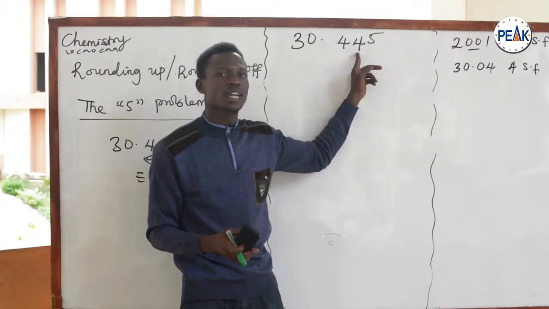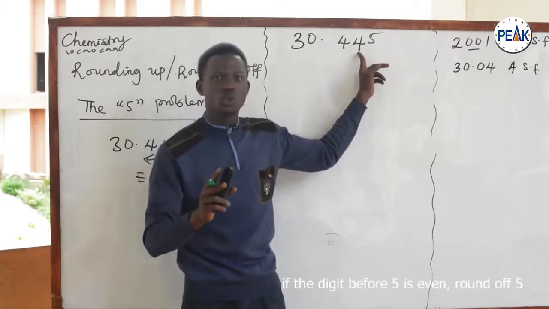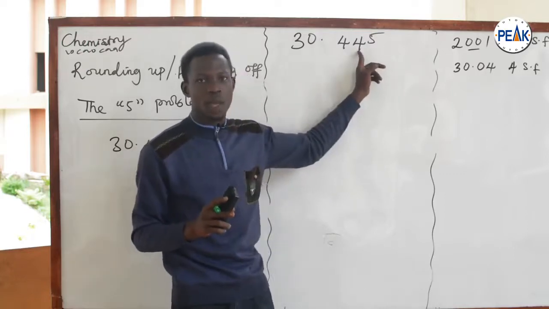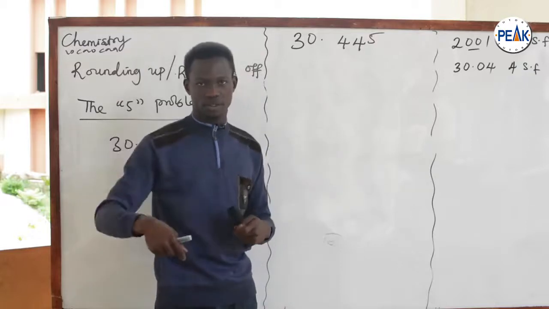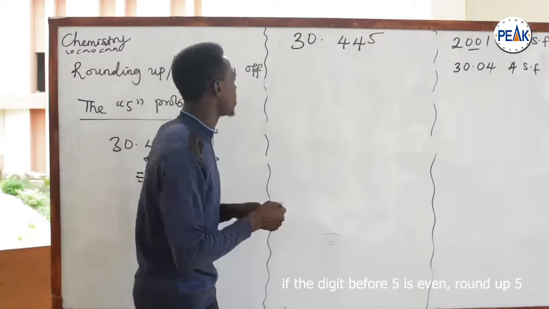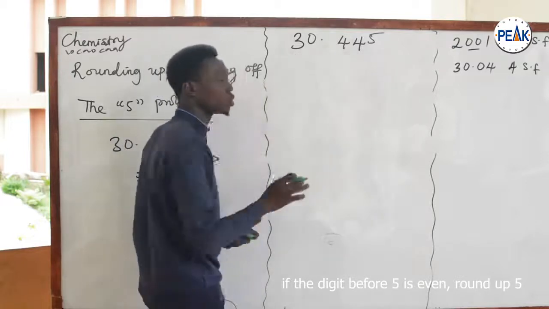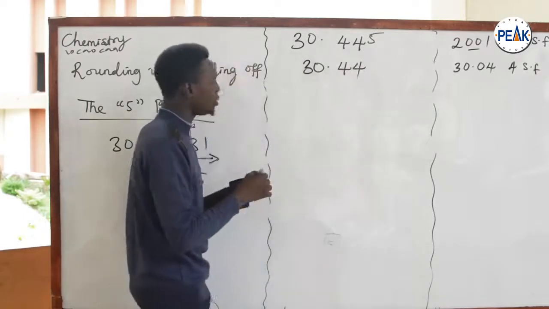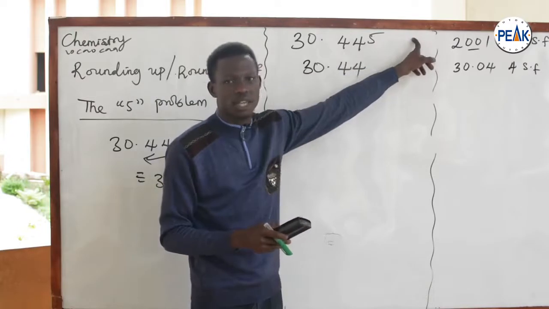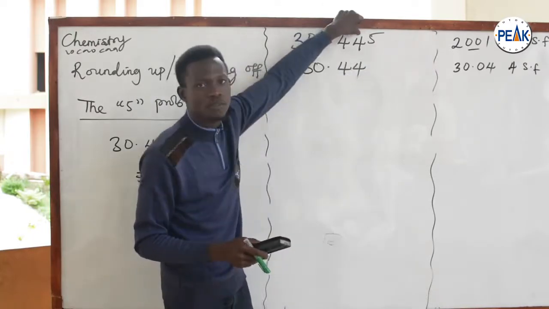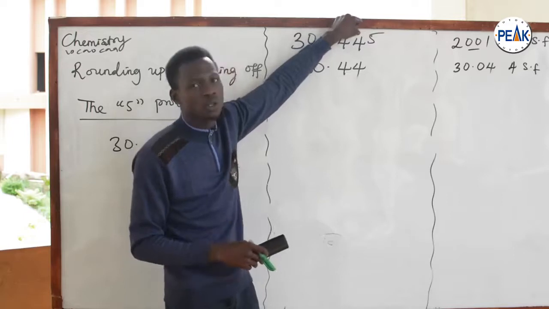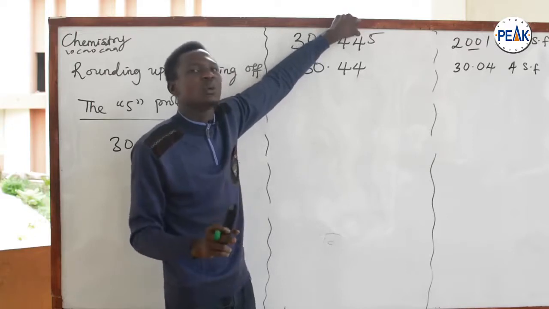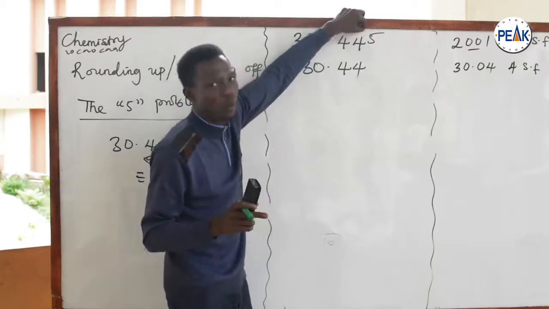If that figure is an even number, you are going to round it off. By rounding off, I mean you are not going to add 1 to the preceding figure. But if that figure is an odd number, you are going to round it up. What do I mean? If I were to round this figure to 4 significant figures now, I'm going to have 30.44. Reason being that there are no non-zero digits after the 5, and I have to consider the figure before the 5. Is it an even number or an odd number? Because this is an even number, the rule stipulates that we are going to round it off, meaning we are not going to add 1.